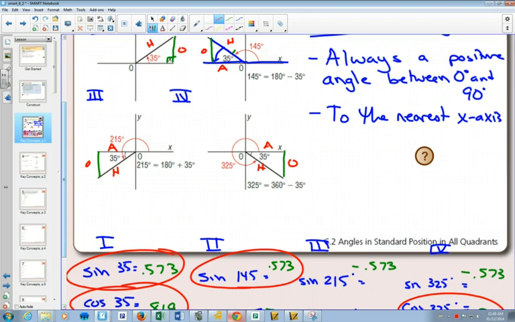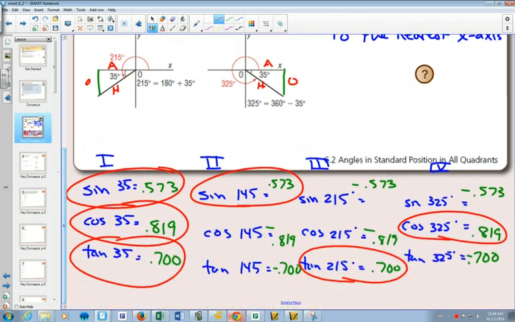Why is tan positive in quadrant 3? Because it's a negative and a negative. The opposite side is negative, the adjacent side is negative. Negative divided by negative makes positive. So this is the reasoning behind why the ones we circled are the way that they are. There is something to help you remember it.